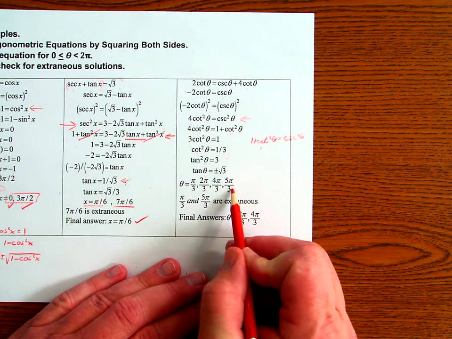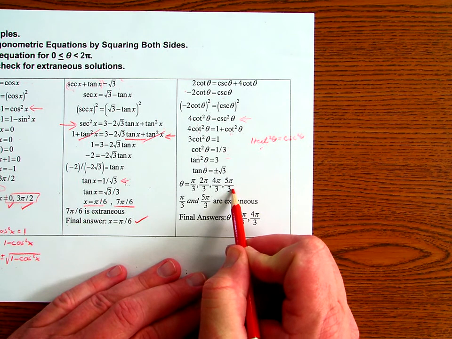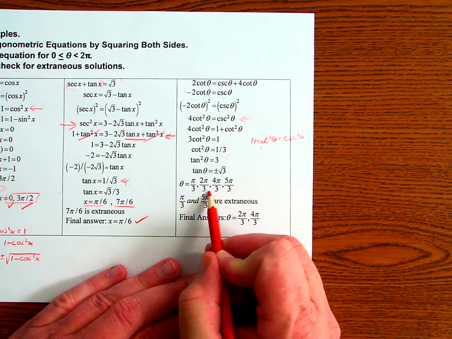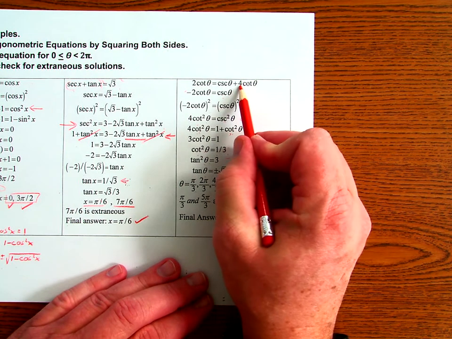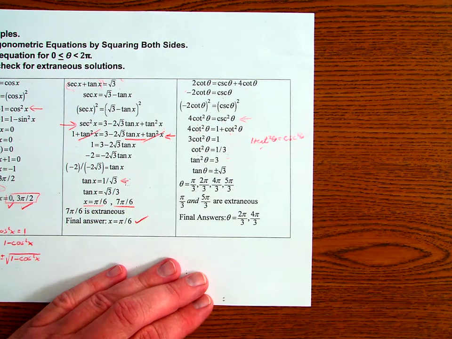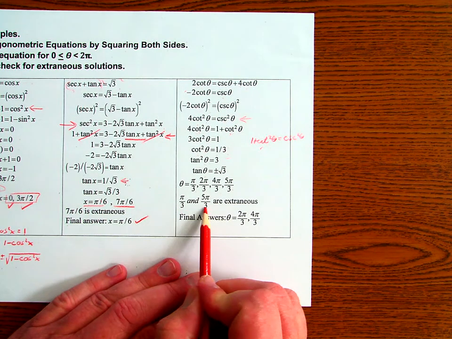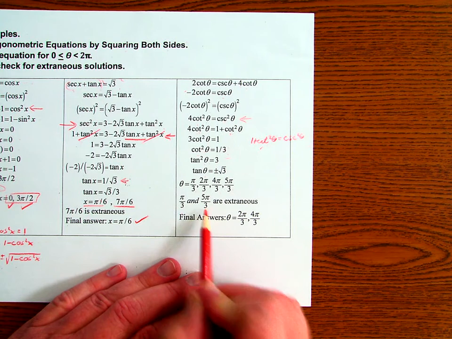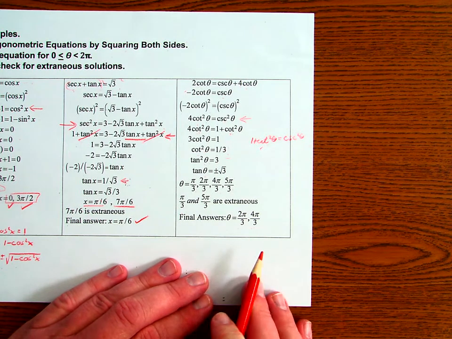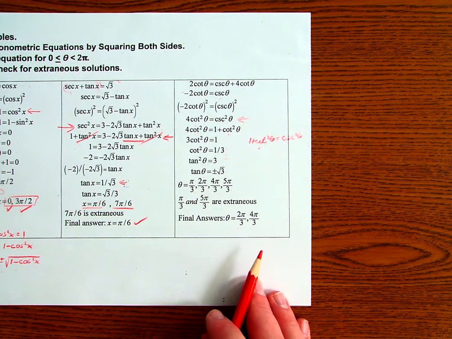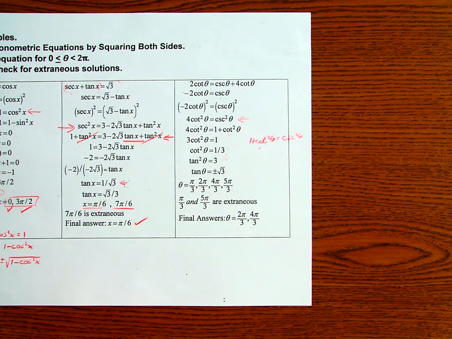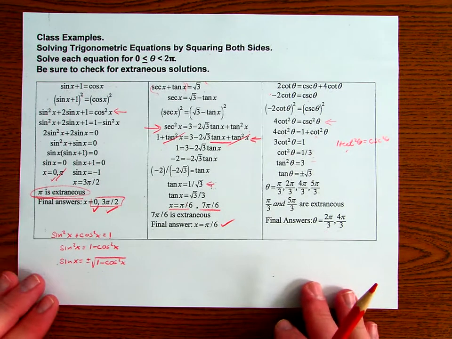Okay, so this gives us our list of potential solutions to consider. Each one of these needs to be plugged into the original equation, identify what works and what doesn't. In this case here, pi over 3 and 5 pi over 3 turn out to be extraneous. The 2 pi over 3 and 4 pi over 3 are valid solutions, part of your final answer.